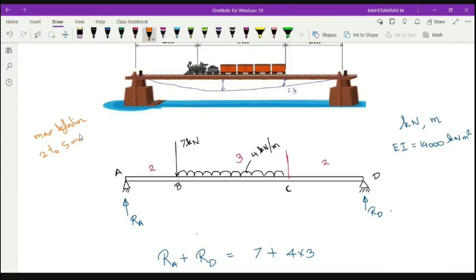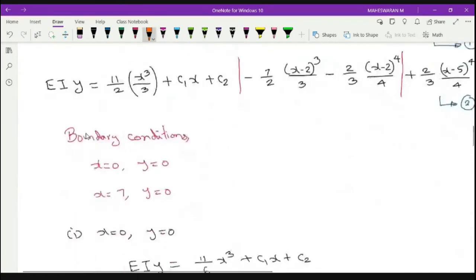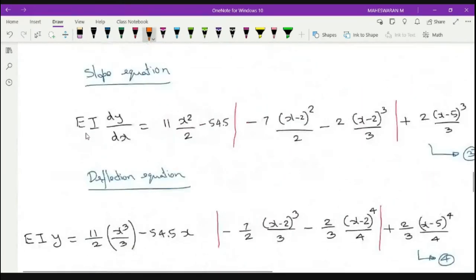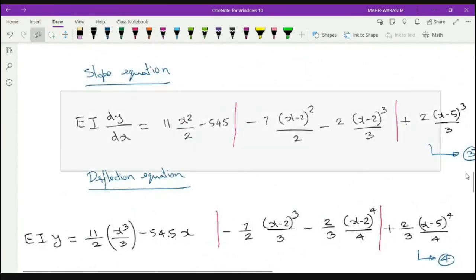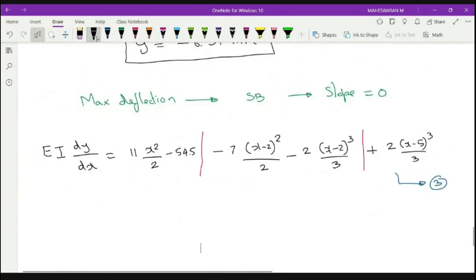So why are we concluding this? Because based on that only I can take my beam equation. So it is from 2 meter to 5 meter. Now let me take my slope equation. This is my slope equation, right? You know that your maximum deflection is in the range of 2 to 5 meter, which means maximum 5. So I don't want to consider this last step. I can cancel this last equation. For 2 to 5, I have only up to this equation.